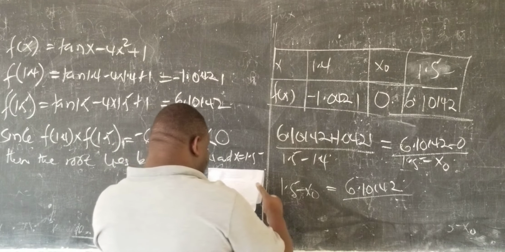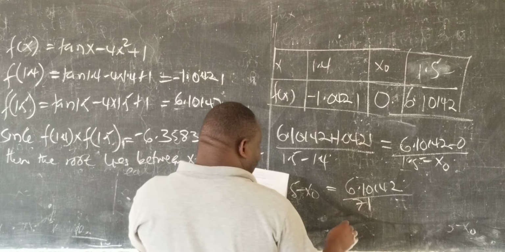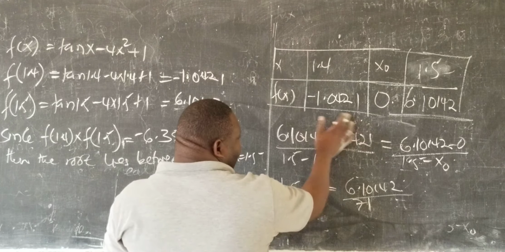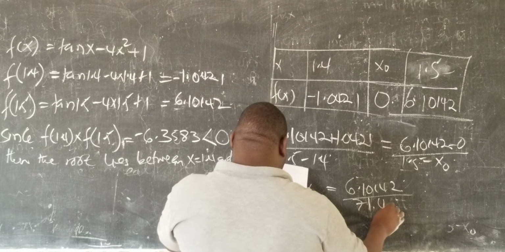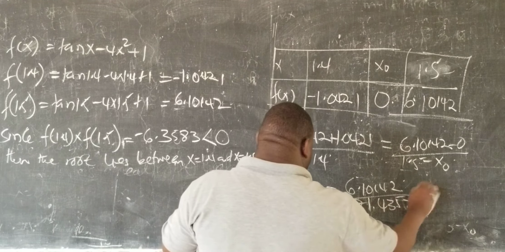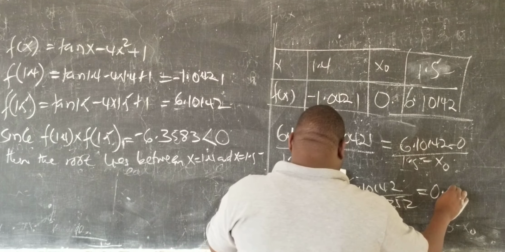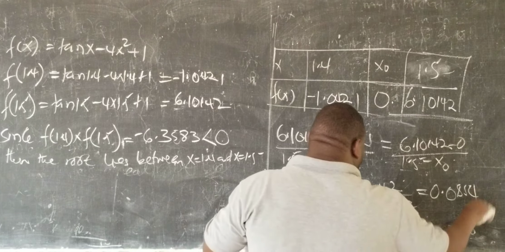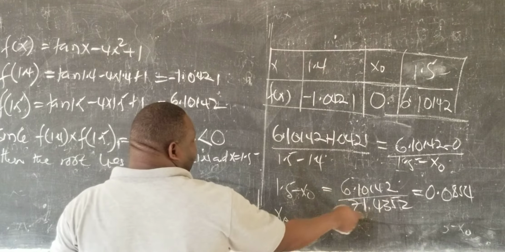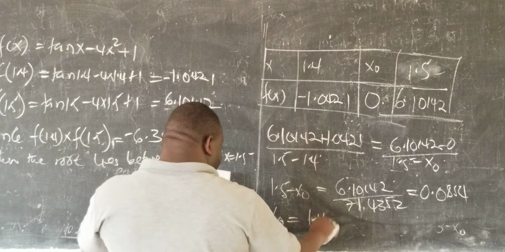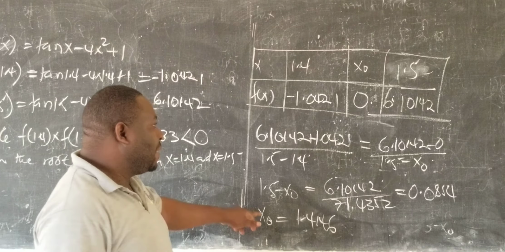When you compute that, the answer is 71.4352, and when you divide, it becomes 0.0854. Then x naught is moved to the other side, and this gives 1.4146, and that is the value of x naught.